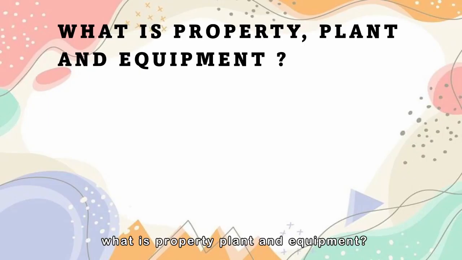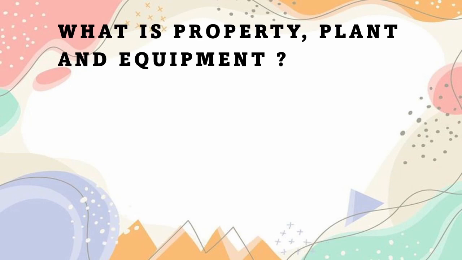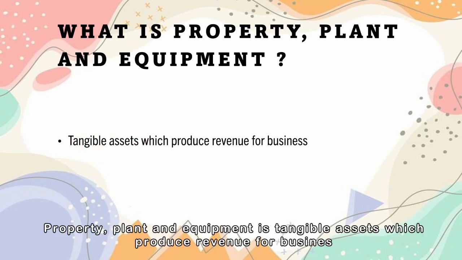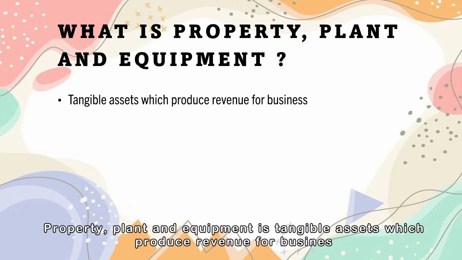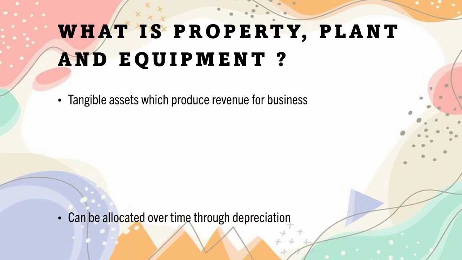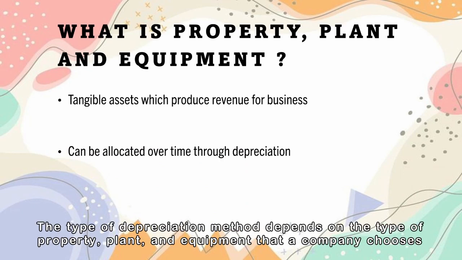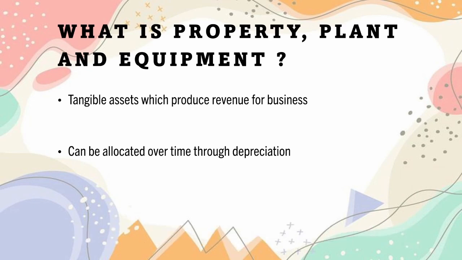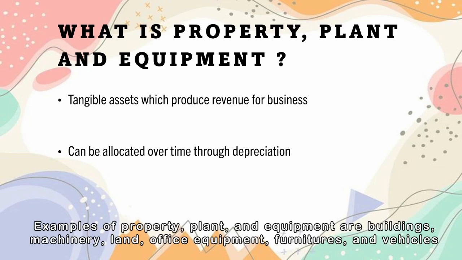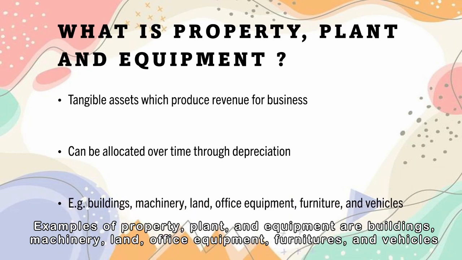What is property, plant, and equipment? Property, plant, and equipment is tangible assets which produce revenue for business. It can be allocated over time through depreciation. The type of depreciation method depends on the type of property, plant, and equipment that a company chooses. Examples of property, plant, and equipment are buildings, machinery, land, office equipment, furniture, and vehicles.